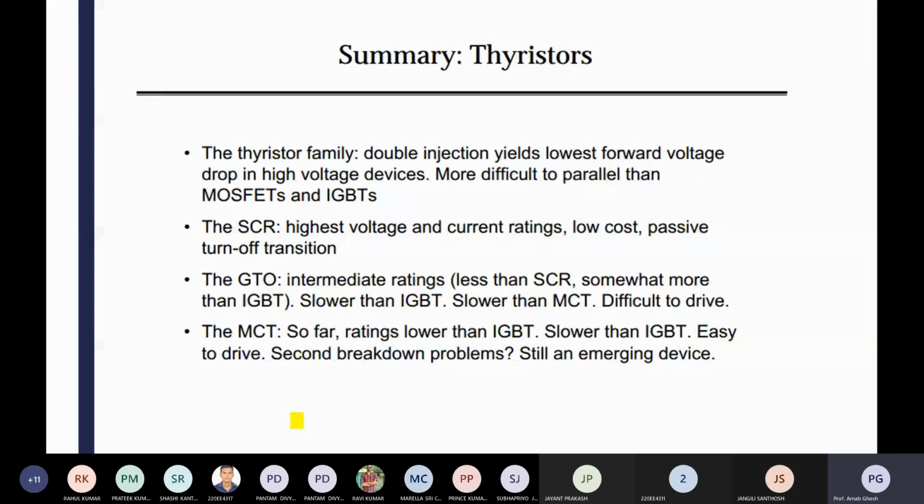The GTO has an intermediate rating, less than the SCR but somewhere more than the IGBT, slower than the IGBT, slower than the MCT, and difficult to drive. The GTO has the same problem. The MCT so far has a rating lower than the IGBT, and it is slower than the IGBT, but easy to drive. It has a second breakdown problem and is still an emerging device. So these are the basic overview of different solid state devices in the SCR group.